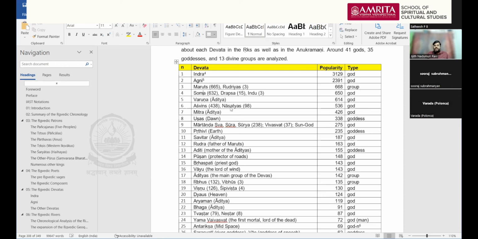There is an elephant, Airavata. This is all Vedic period.